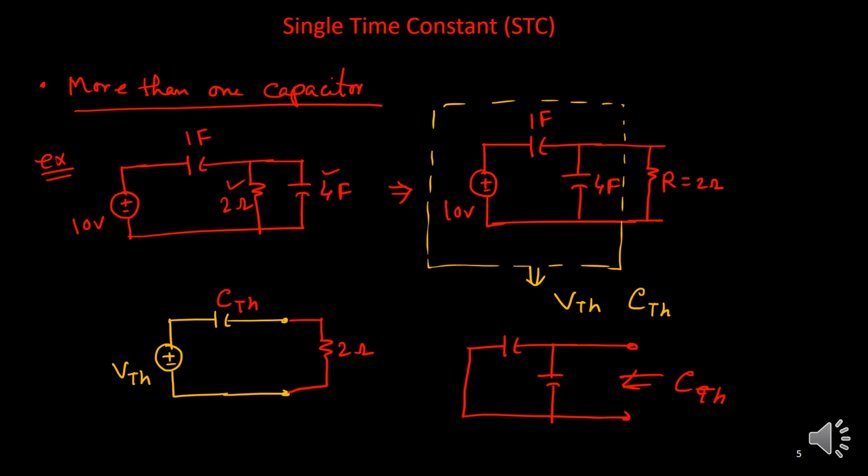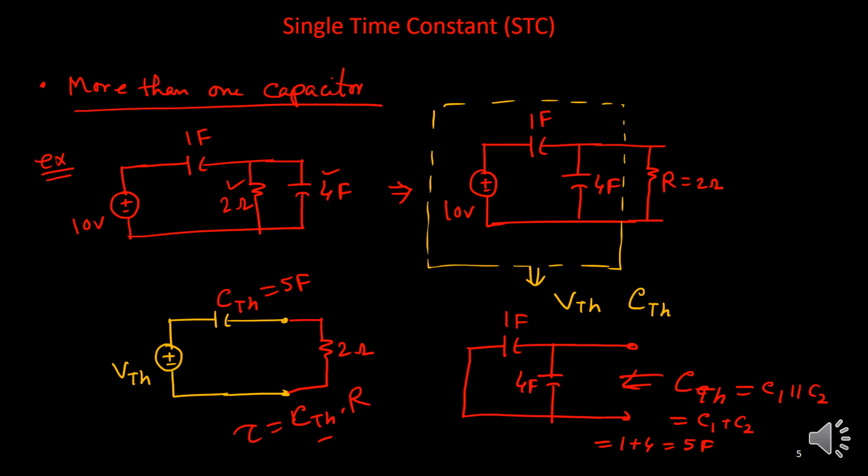In this case this 1 farad and 4 farad will be in parallel combination. So this is C1 in parallel with C2. In parallel combination you will get C1 plus C2. So in this case it is 1 plus 4, that means 5 farad. So the equivalent capacitance will be simply 5 farad. Once this is your 5 farad and this is your 2 ohm, the time constant will be CTH times R, which means 5 multiplied by 2 is 10 seconds.